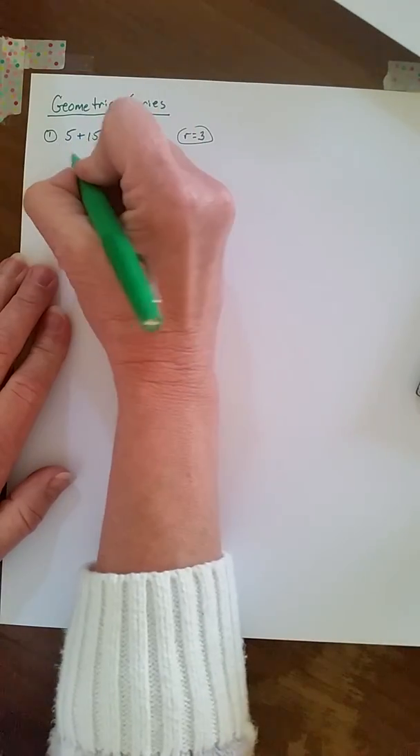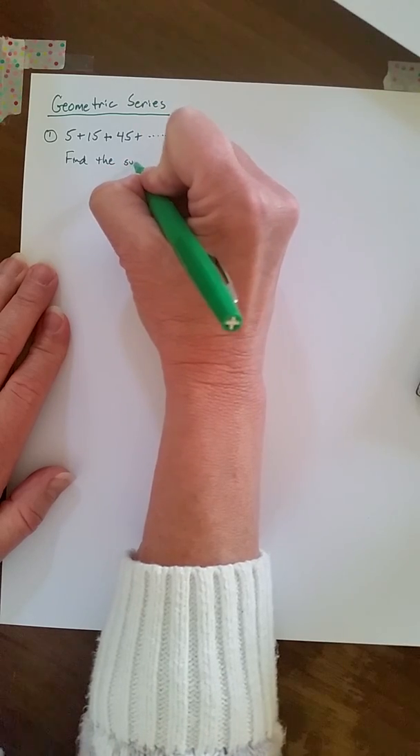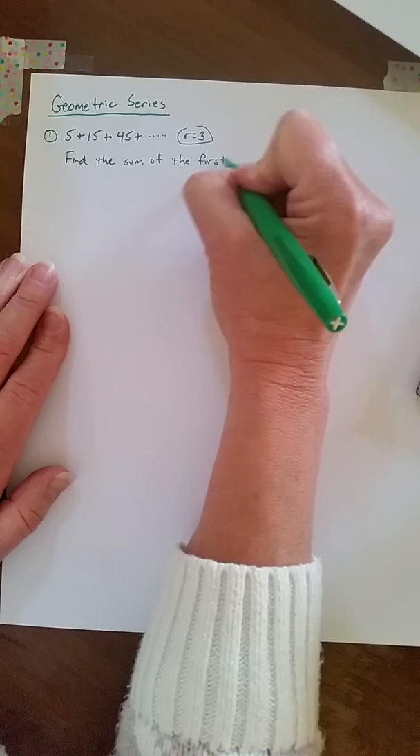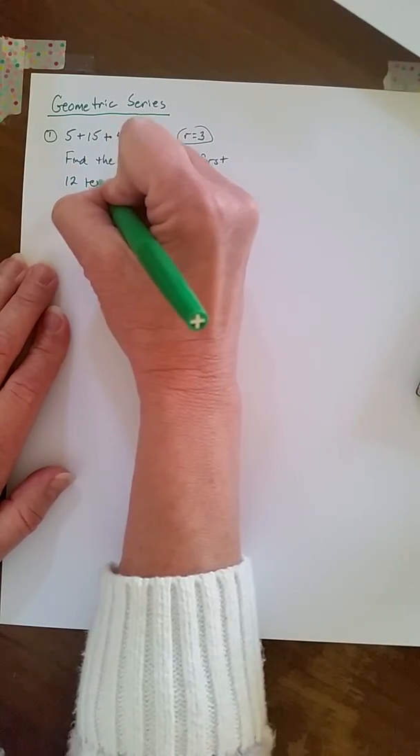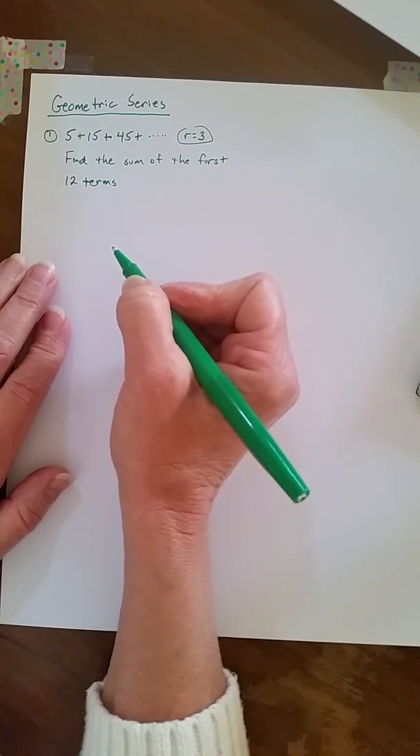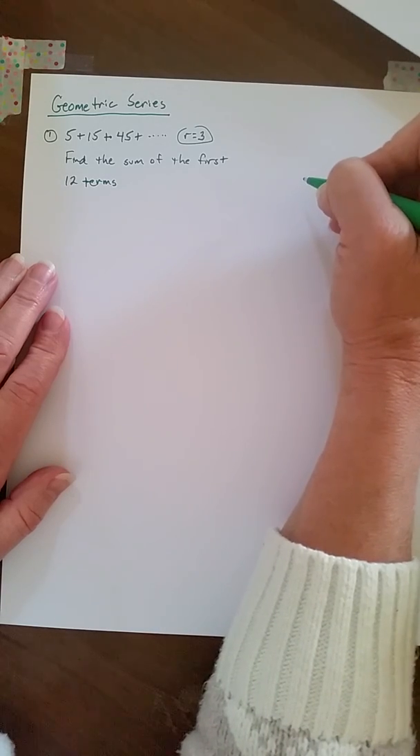Okay, now let's find the sum of the first, let's say, 12 terms of that. Okay, now just like with arithmetic, we're going to have a formula for the geometric series.